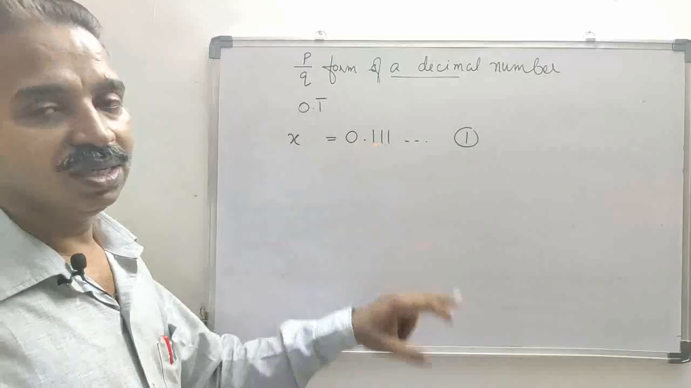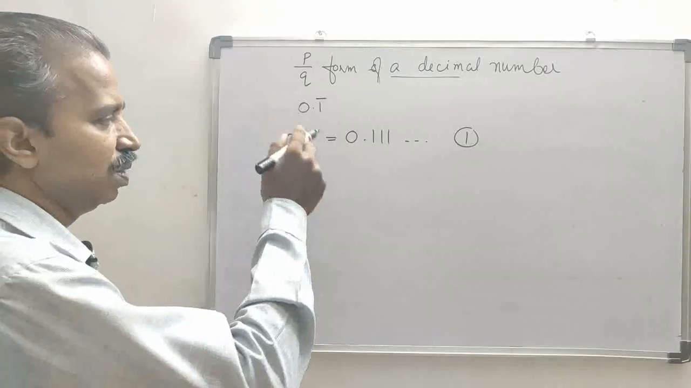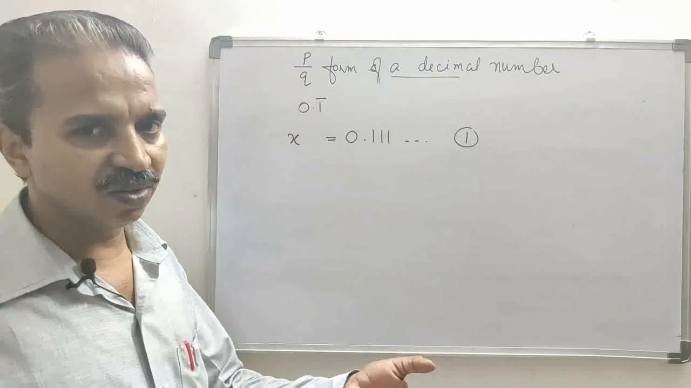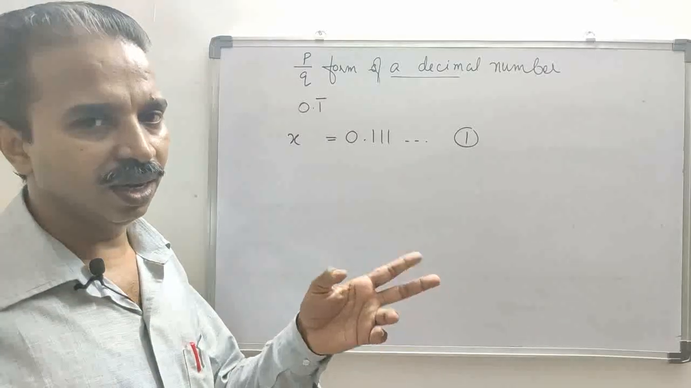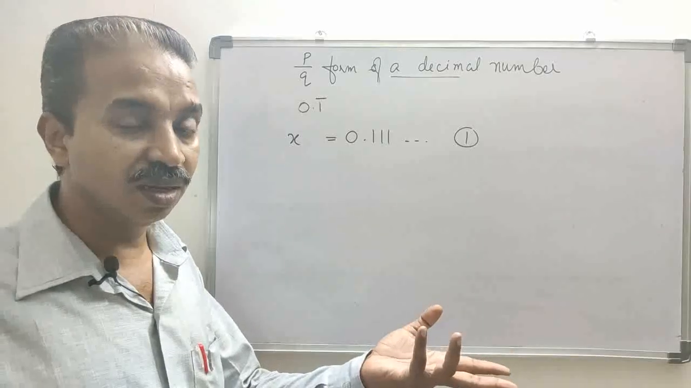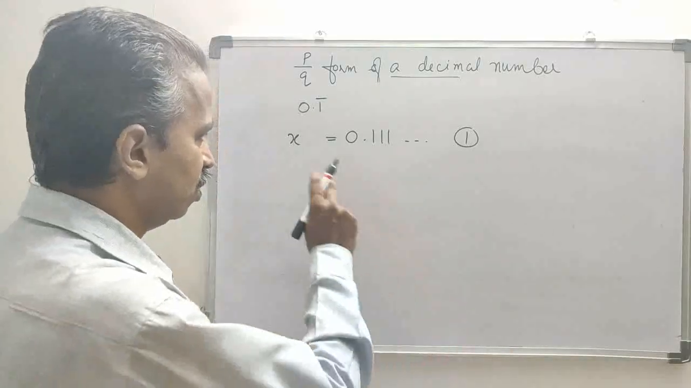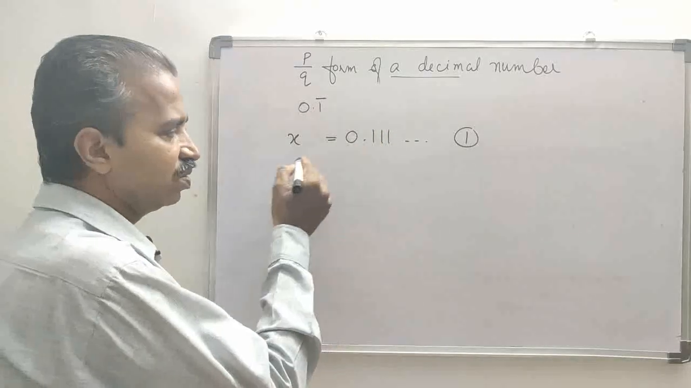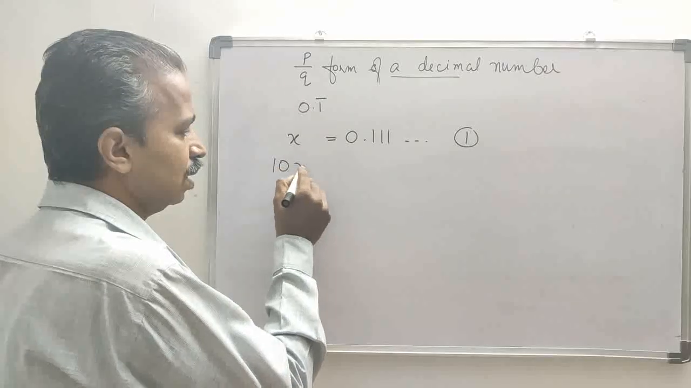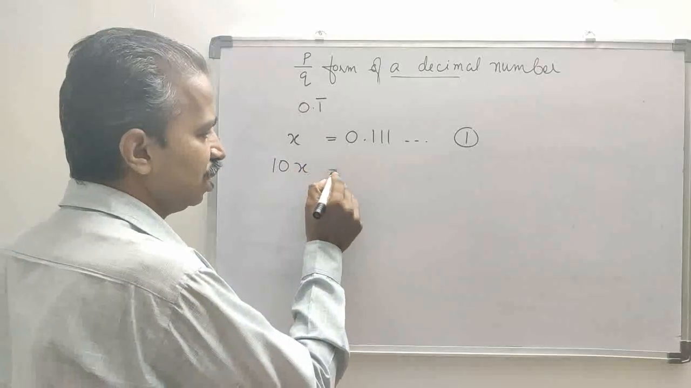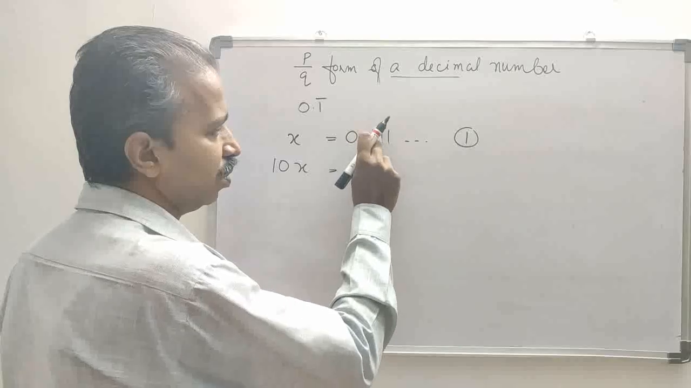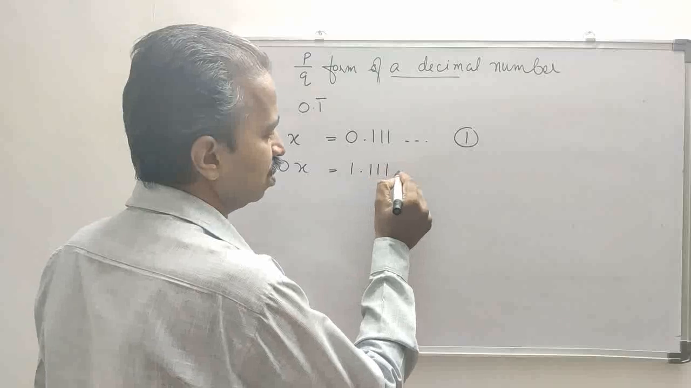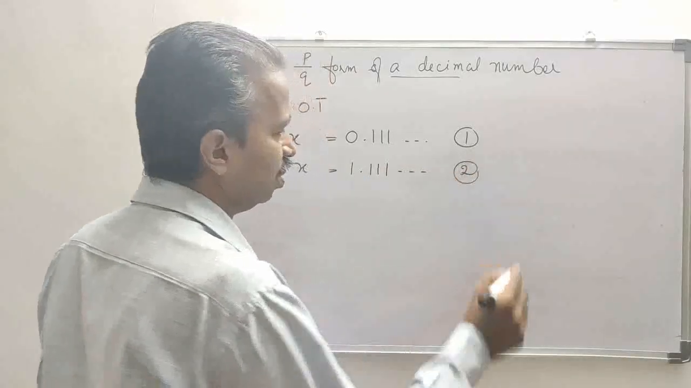Here only one digit is recurring, so we multiply both the sides of the equation by 10. If a group of 2 digits is recurring, then multiply by 100. If a group of 3 digits is recurring, multiply by 1000. Here only one digit is repeating, so we multiply both the sides by 10. So we get 10x is equal to, when you multiply the right side by 10, the decimal point will move to the right by one digit, we get 1.111 etc.